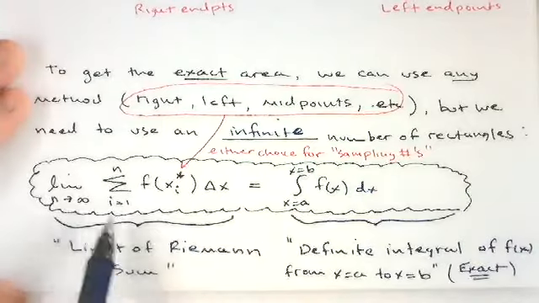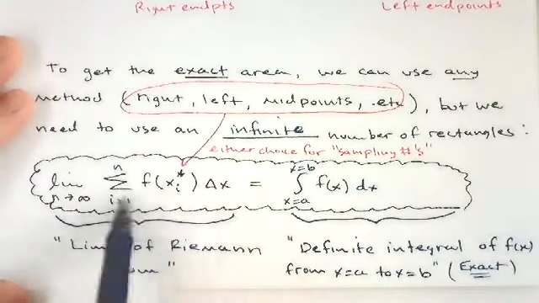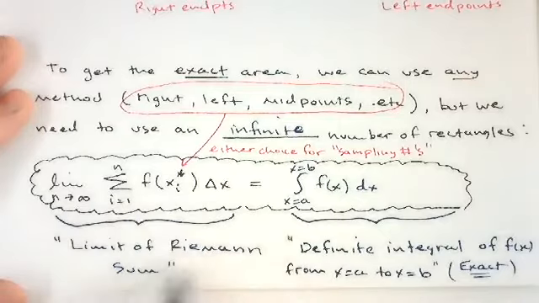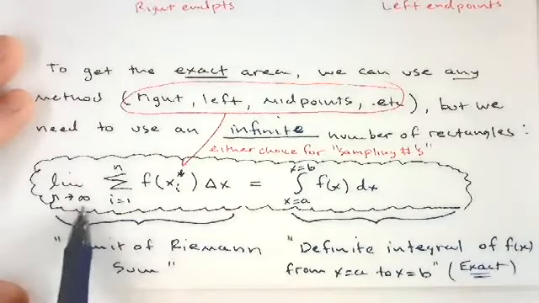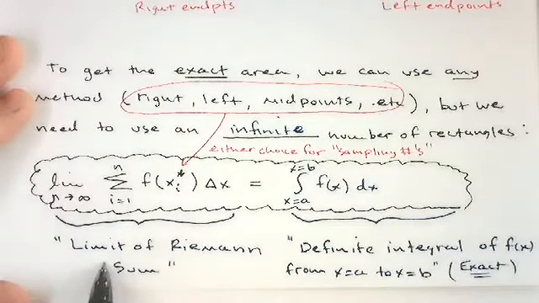When you're doing a summation of f of something times delta x, that's called a Riemann sum, to give credit to the mathematician who thought of that. And this would be the limit of a Riemann sum. You're doing the extreme case when you have an infinite number of rectangles. That's the limit of the Riemann sum.